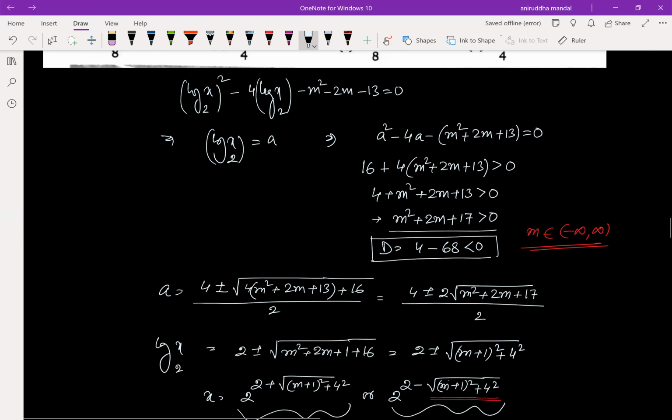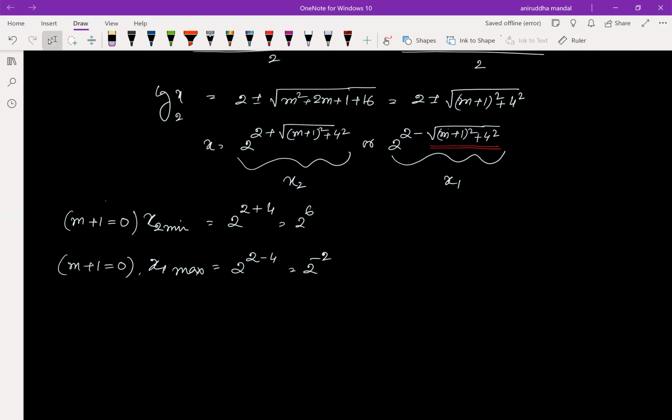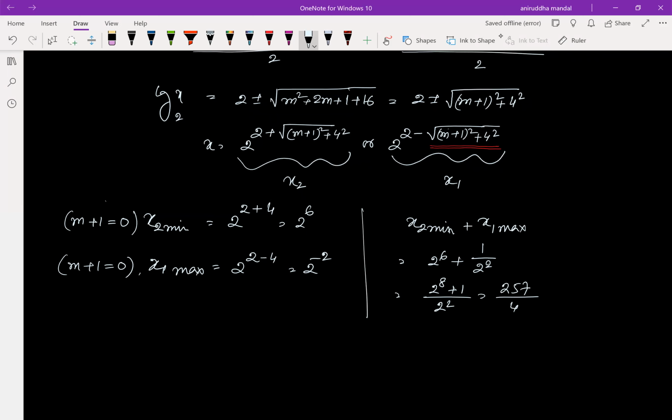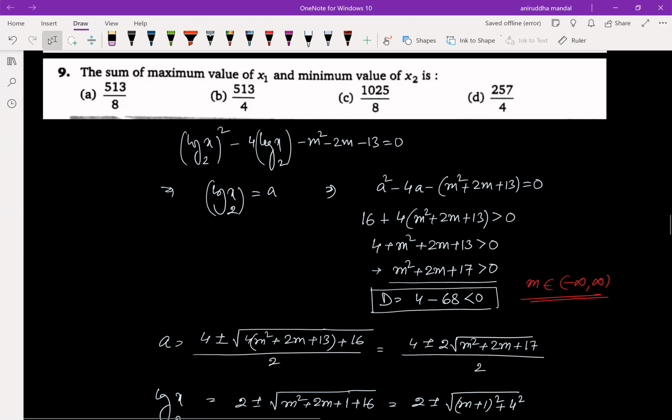So now we have to add x2 minimum plus x1 maximum. This is 2 to the power 6 plus 2 to the power minus 2, that is 1 by 2 to the power 2. So 2 to the power 8 plus 1, divided by 4, and 2 to the power 8 means 256, so 257 by 4. So option D is correct.